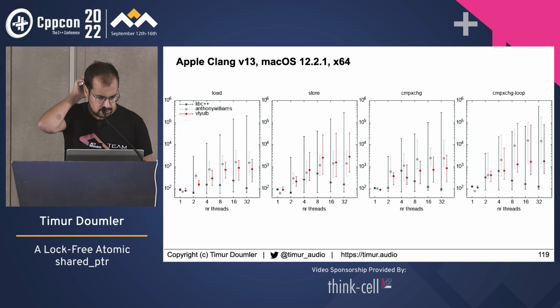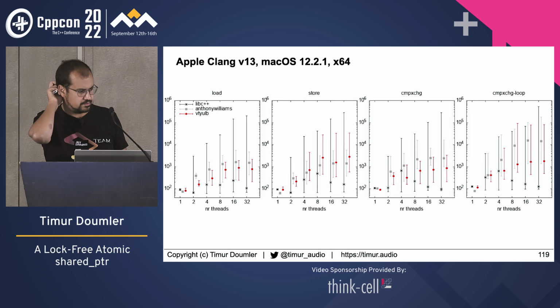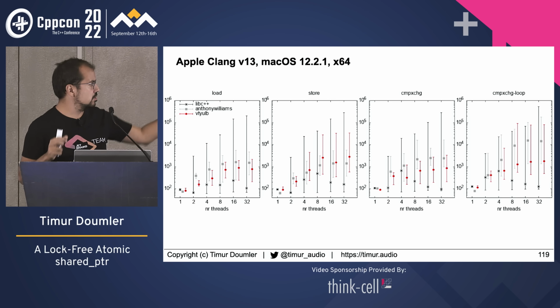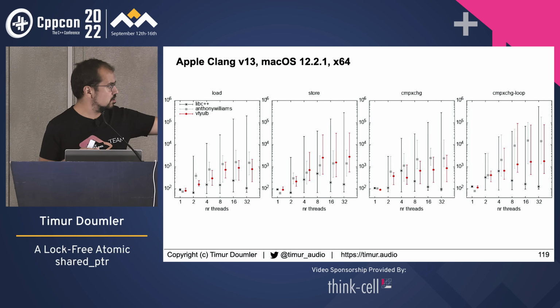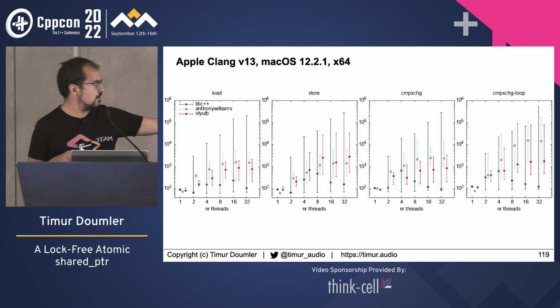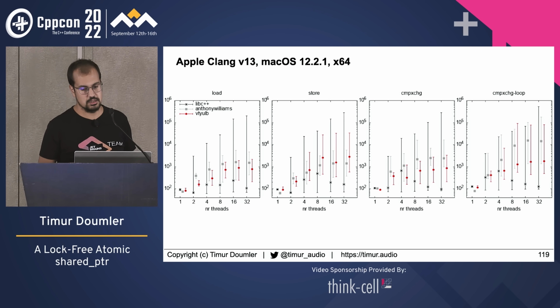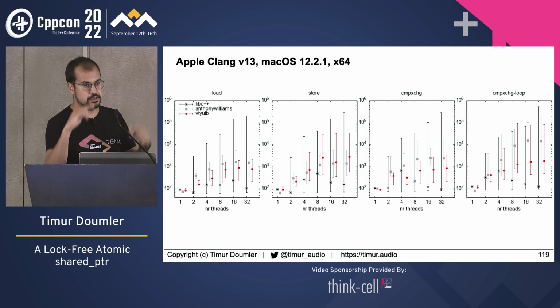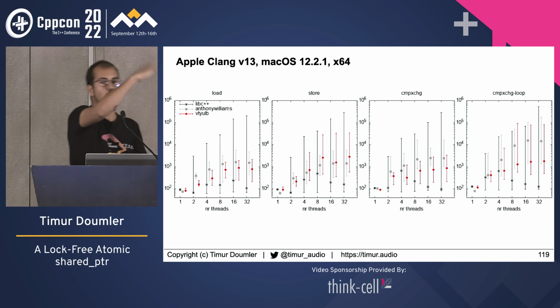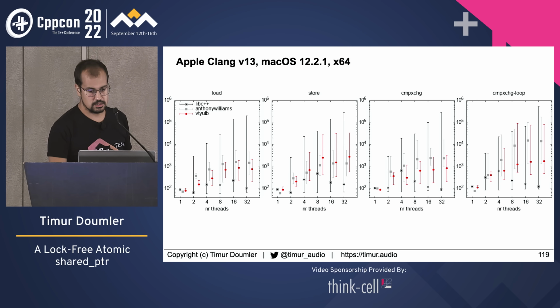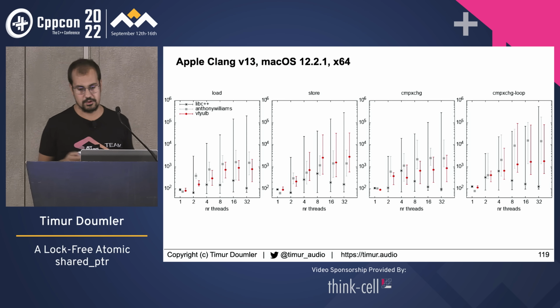For the store, Vladislav has a weird store implementation, which is quite inefficient, but then his compare exchange is fine. It looks pretty much very similar to the load. But if you do compare exchange in the loop, it gets very slow, and there it's actually not really better than the mutex versions. Because one compare exchange is already a CAS loop, and then you put the whole thing into a CAS loop. So you have a nested CAS loop, which is going to be super expensive. You should not do that with a lock-free atomic shared pointer.